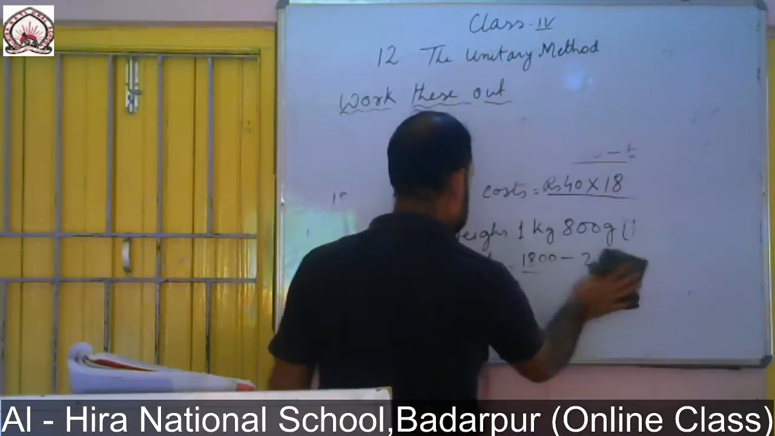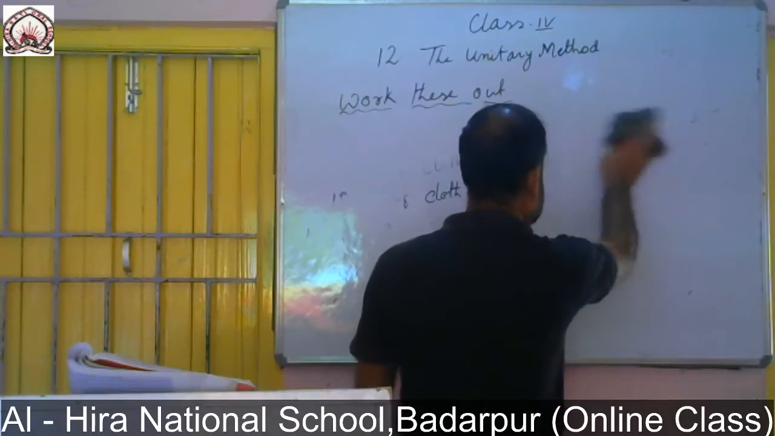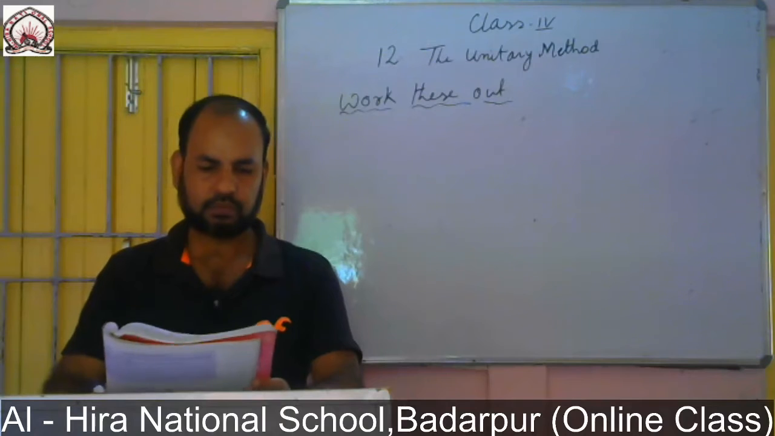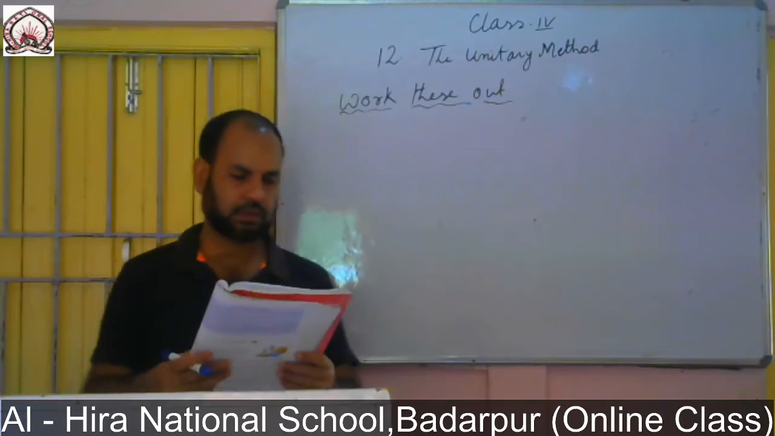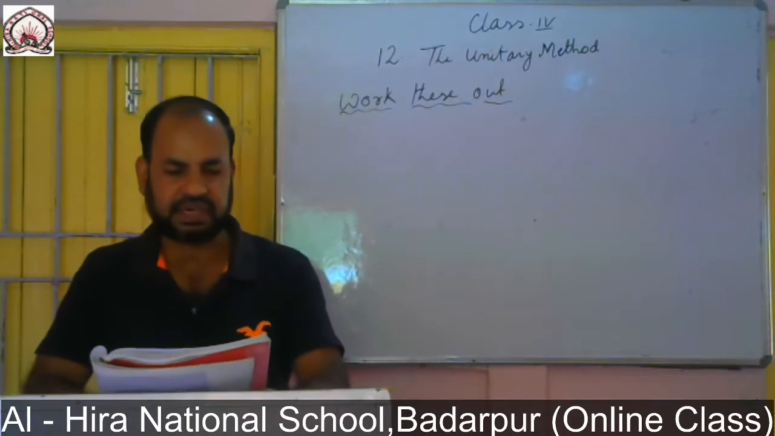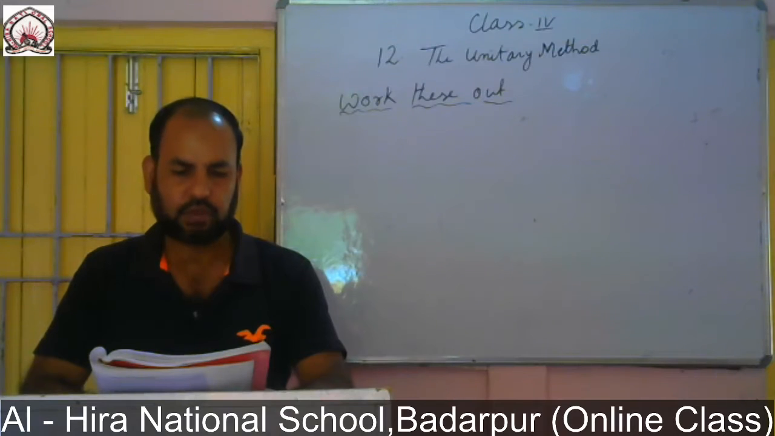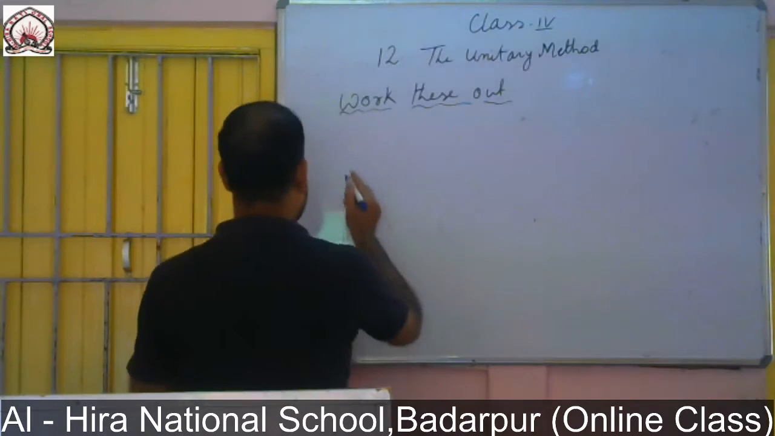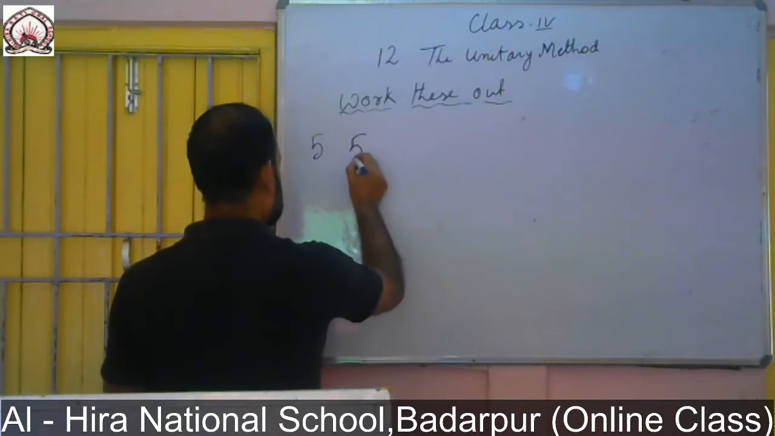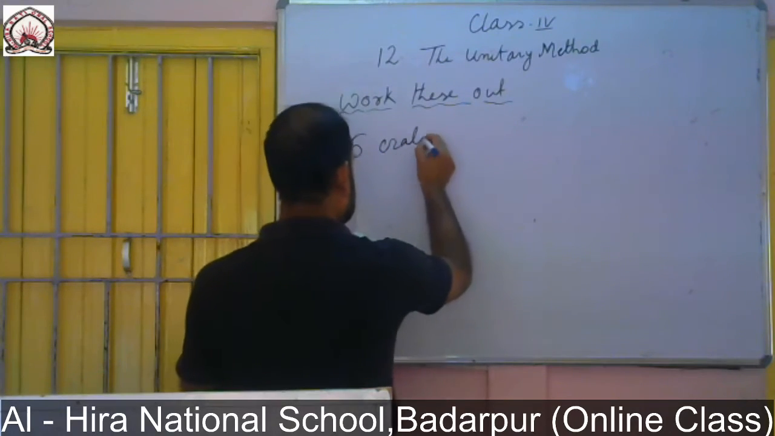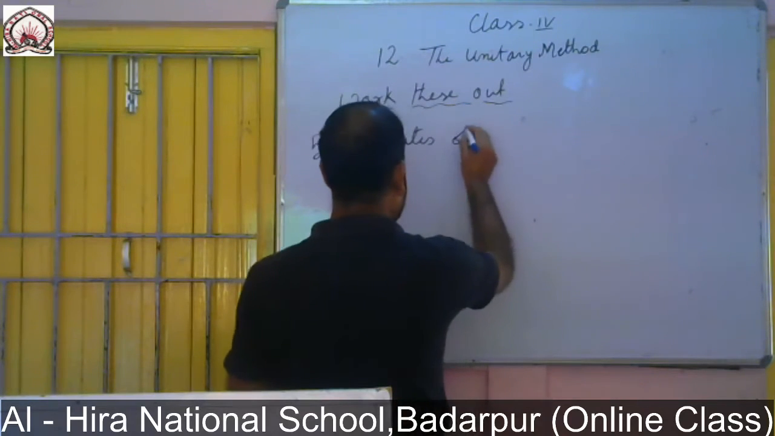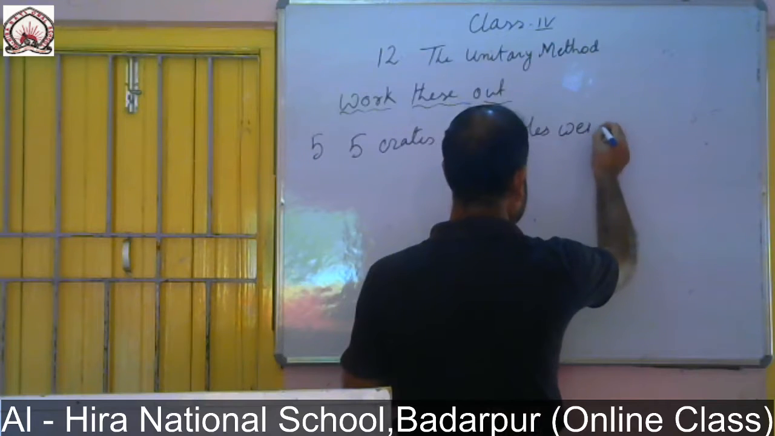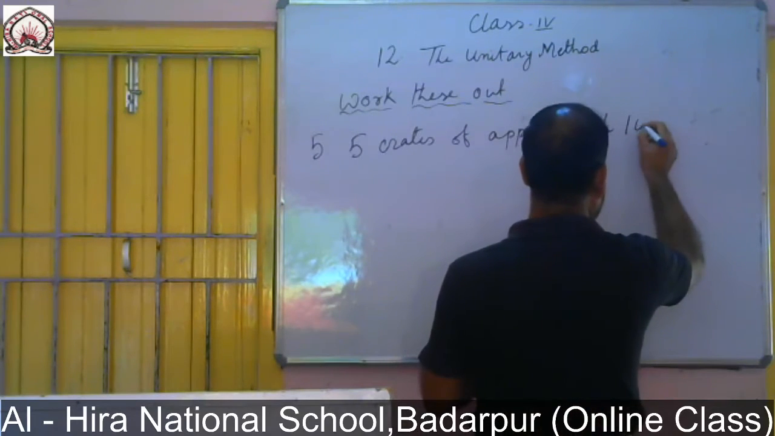Next, question number 5. Five crates of apples weigh 100 kg. 1 crate weighs dash. So 5 crates of apples weigh 100 kg.